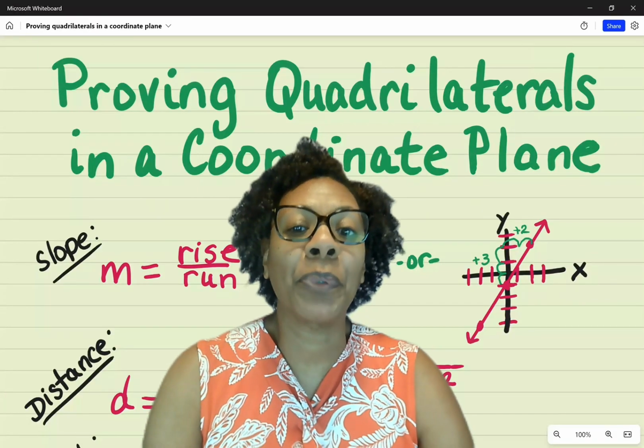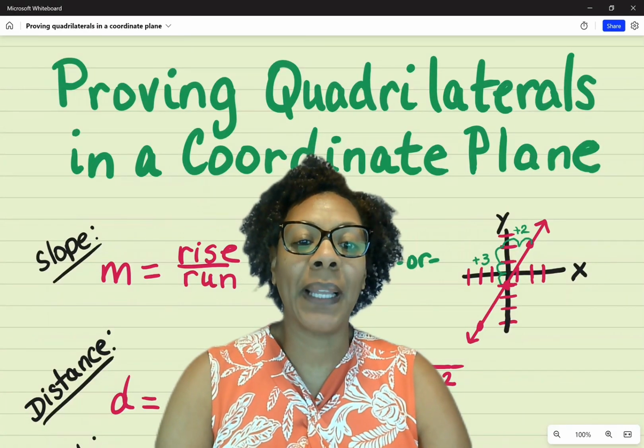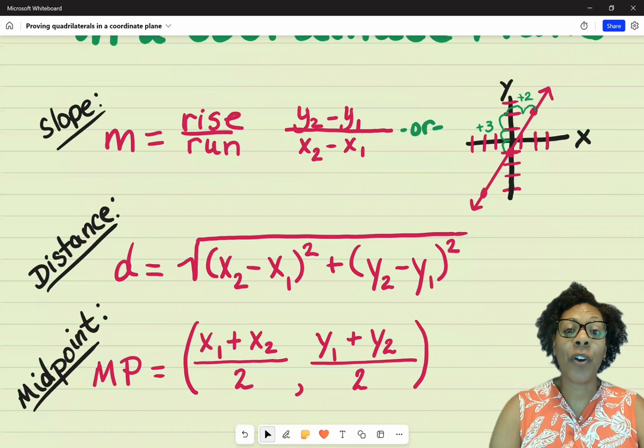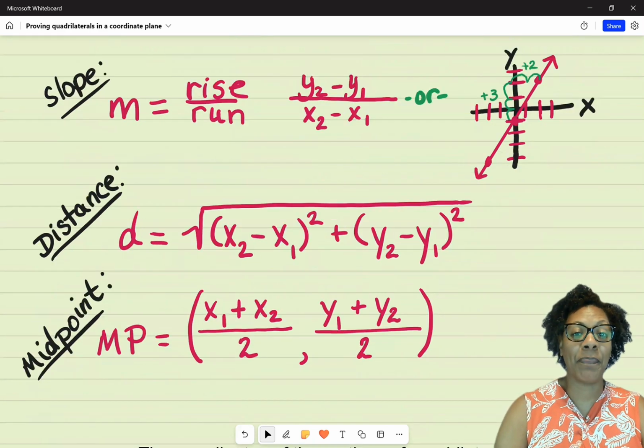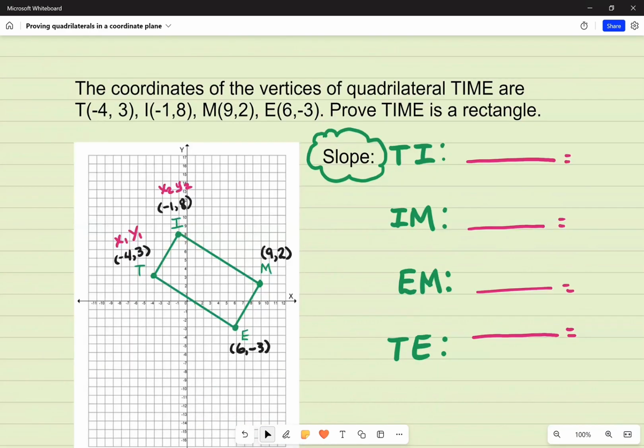Hi, today we're going to be proving quadrilaterals in a coordinate plane. If you haven't already, go ahead and write in your notes these formulas: the slope, the distance, and the midpoint. We're going to need that information.